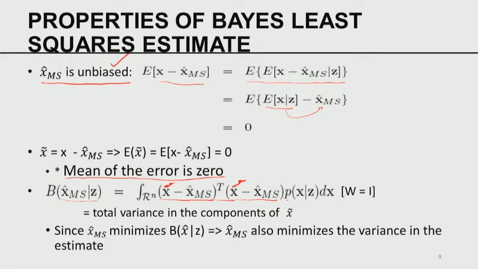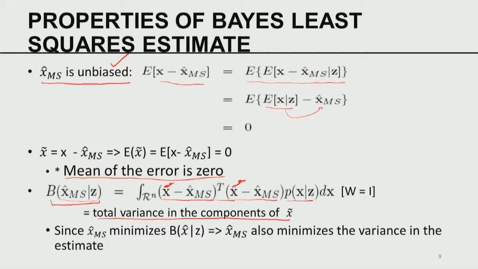I am trying to integrate this with the conditional density, the posterior density with respect to x. I have assumed W is I, but so what is this? This is the random variable minus the mean transpose times random variable minus the mean. So that is the total variance in the components of x tilde. Therefore, the conditional Bayesian cost function is equal to the total variance.